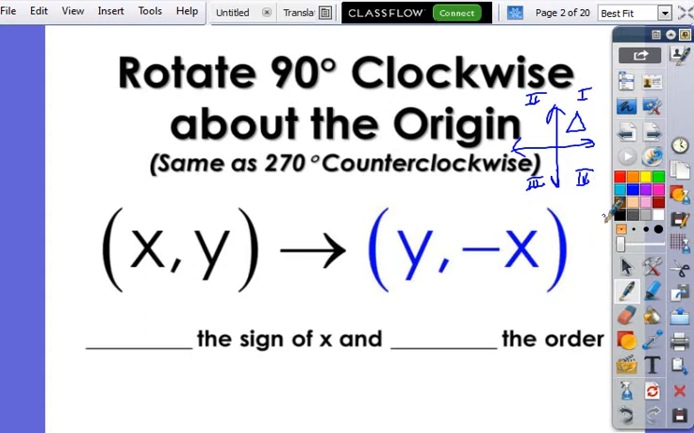The rule for 90 clockwise is you change the sign of the X and swap the order. Now, notice what it says here at the bottom. It's the same as 270 counterclockwise. For every 90 degrees, how many quadrants do you move? 1 quadrant. So I could flip here for 180, and then 270 will be back in the same spot. So 90 one way is 270 the other way.